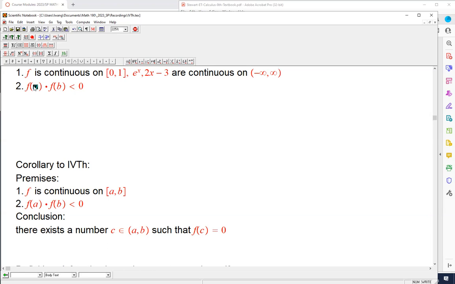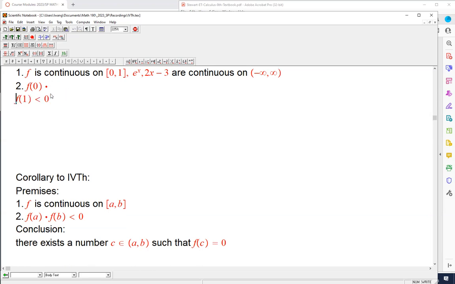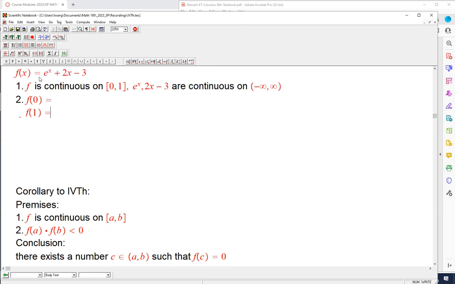And number 2, we have to demonstrate that f of 0 and f of 1, the product is negative. So to demonstrate that, we're going to have to do some calculation. This is our function, when x is replaced by 0, it looks like this equals 1 minus 0... that's going to be negative.